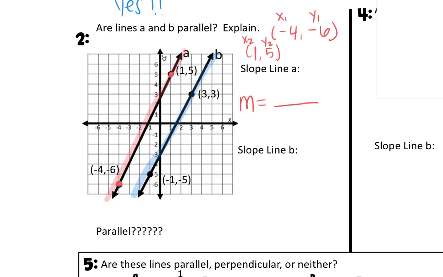What should go first is 5 minus -6. That's the first part. In the bottom, you should have 1 minus -4. And both of these are going to have a change of sign. All right, and when you put this in your calculator, it should give you 11/5, a positive 11/5.